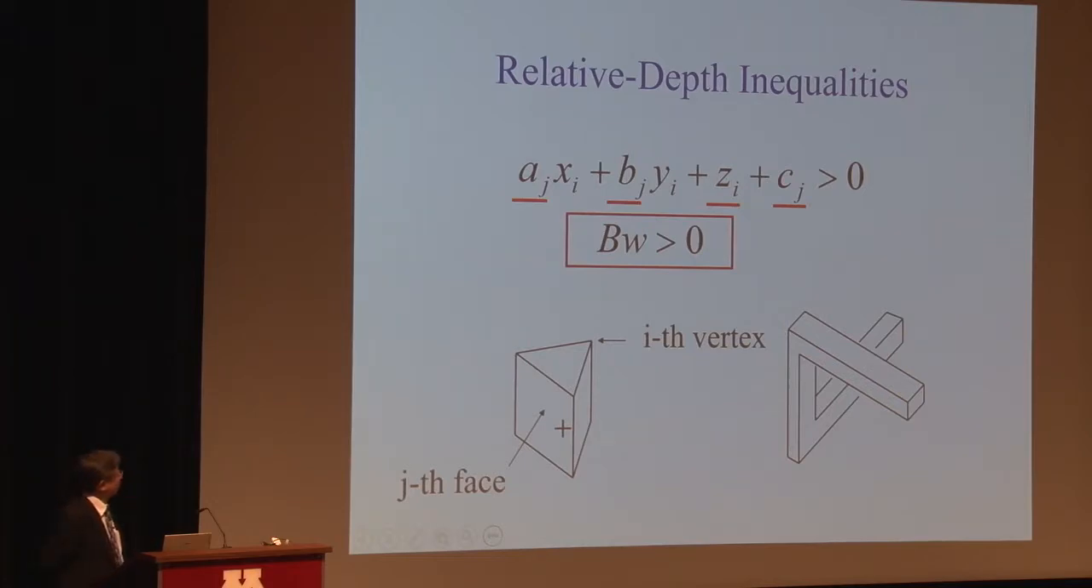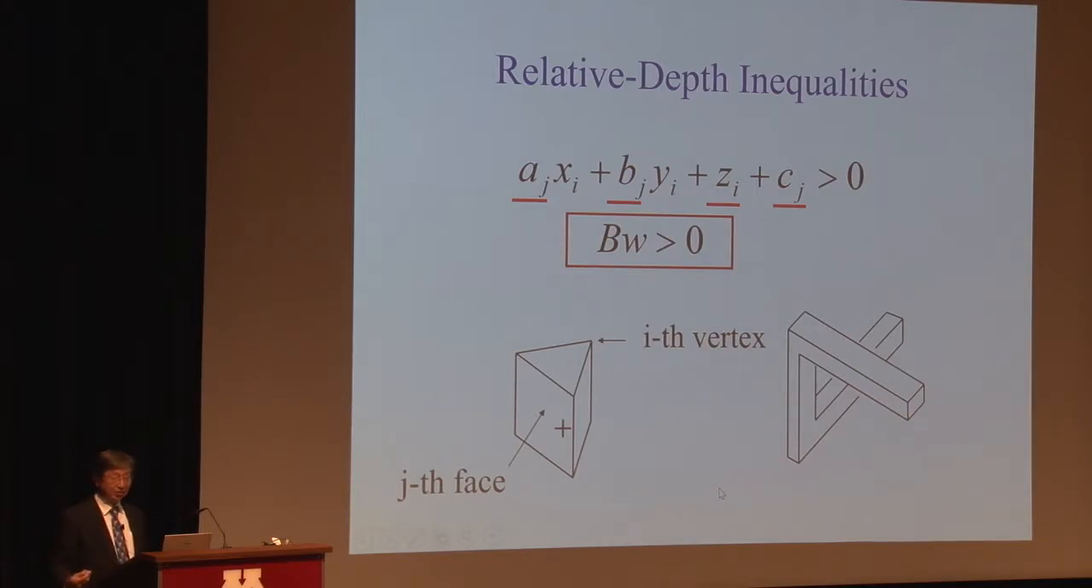And the picture also has relative depth information. For example, this edge, we know that this is a convex edge, then the left face, when extended, should go between the viewer and the ice vertex, which is on the right face. In that case, we have this kind of inequality. Recall that if the ice vertex is exactly on the J's face, we have equality here. Now the ice vertex is behind the face, and so the equality symbol is replaced by this inequality.